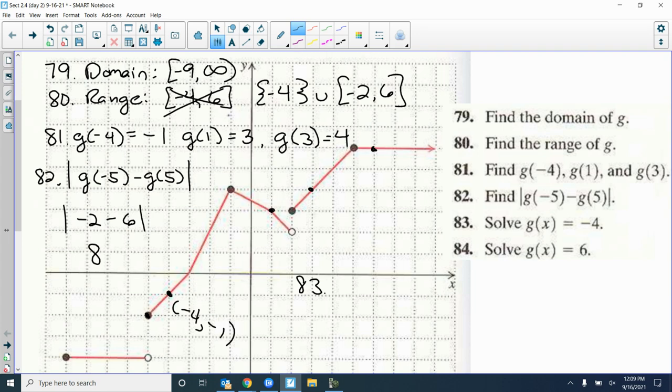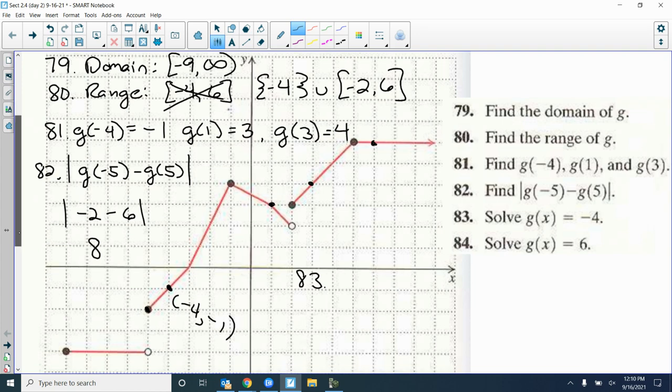All right, 83. g of x equals negative 4. So what do we want to be negative 4? The x or the y? The y. We want the y value to be negative 4. Is there more than one point that has a y value of negative 4?